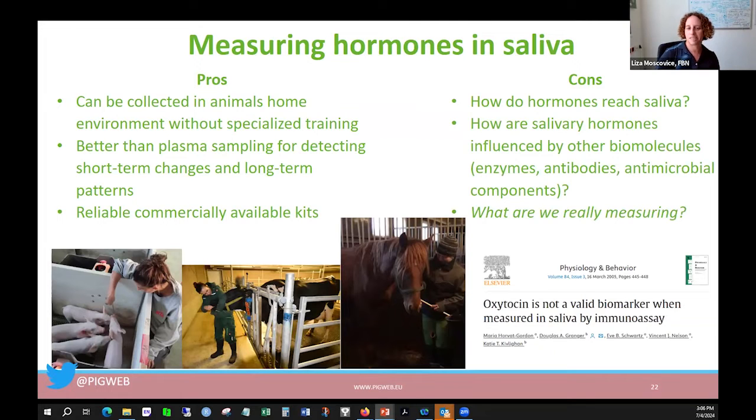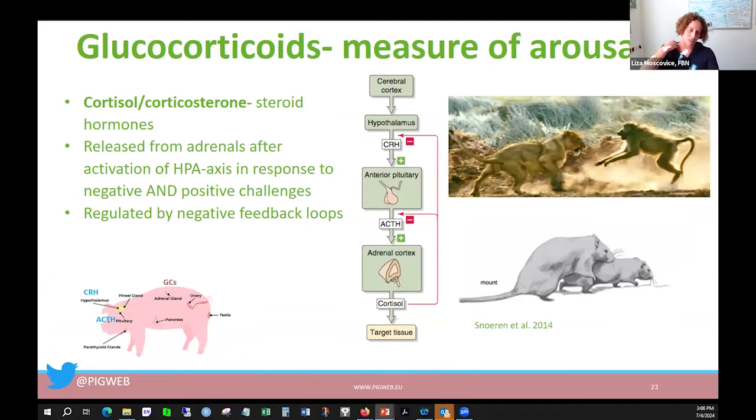And so this leads many to question, what do we really measure when we measure a hormone in saliva? This is from 2005, a publication saying oxytocin isn't a valid biomarker when you're measuring it in saliva by immunoassay. The opinion on this has generally shifted since then, and the methods have improved, but it's still an issue. It's still something we need to really think about, especially with the peptide hormones.